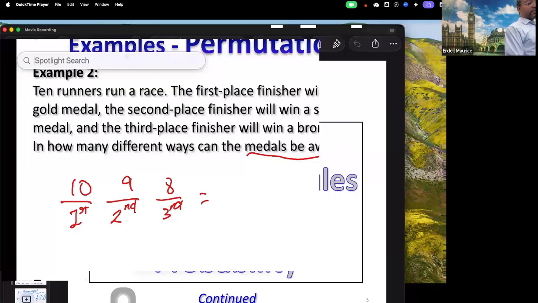Yes? So you multiply those together. What does your calculator say when you multiply these together? 10 times 9 times 8, 720. Questions there? This kind of calculation is a very common calculation. We often have a group, but we don't want to order the entire group. We only want to order part of the group.